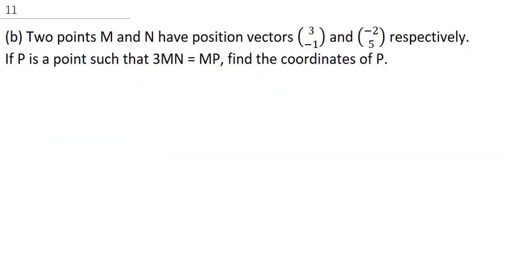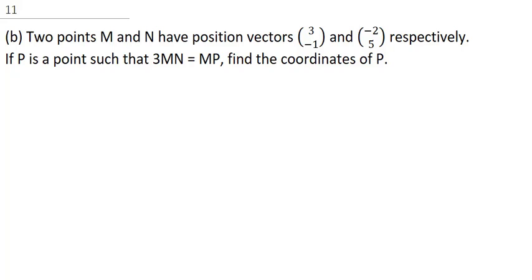So the next question says we should solve this question, which says 2 points M and N have position vectors 3, minus 1 and minus 2, 5 respectively. If P is a point such that 3MN is equal to MP, find the coordinates of P. Now, this is a vector question.